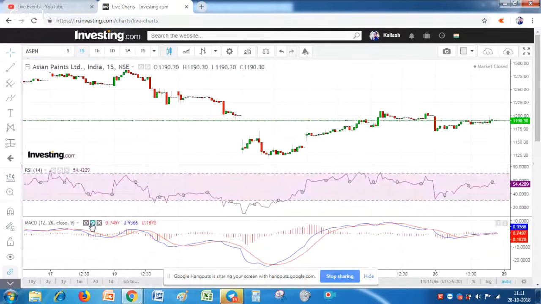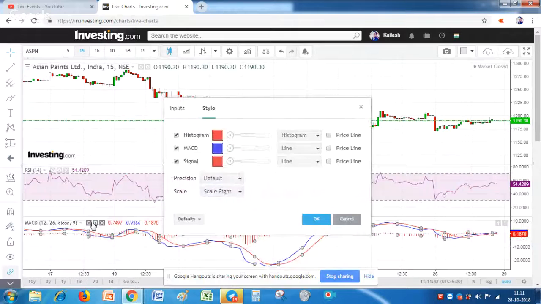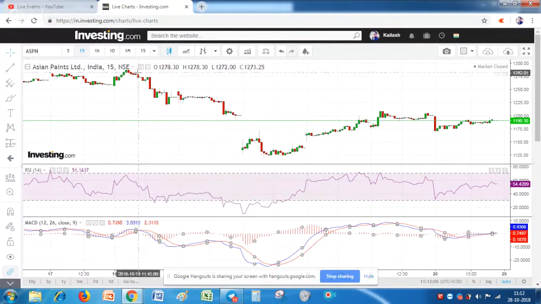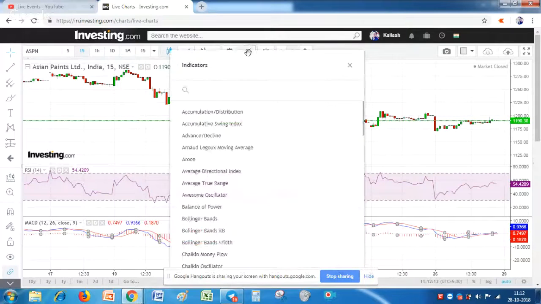And in MACD, you could see here there are three things, friends. You could see here there is 12, 26, and 9. Okay, this is our setup. I'm using these by default. So friends, we can add one more MACD, but I will make some changes in that.